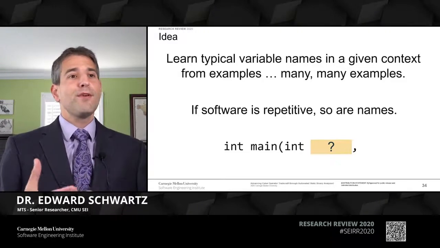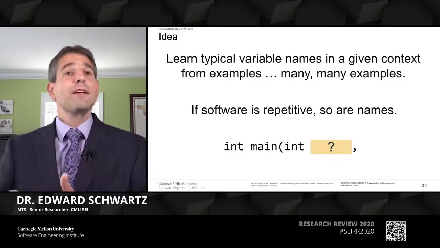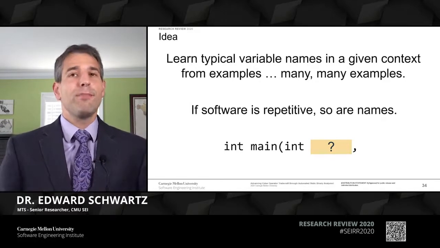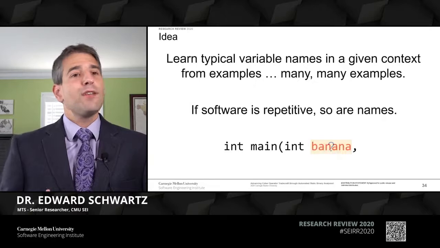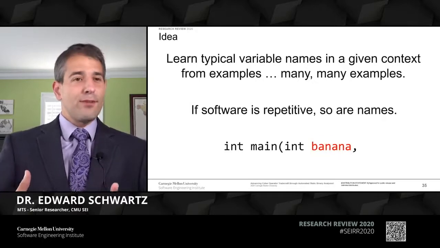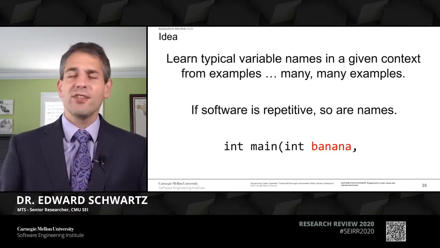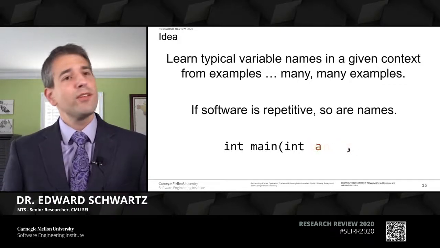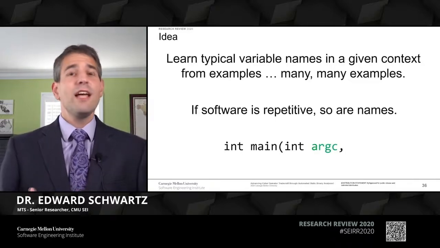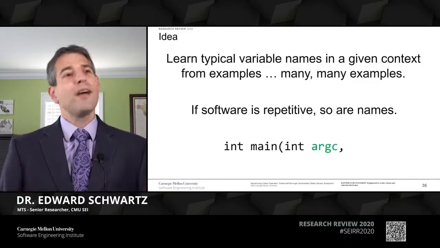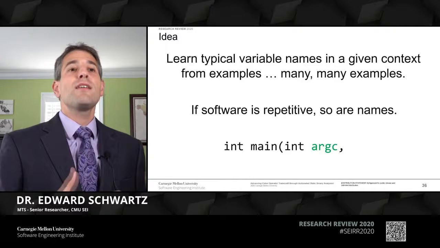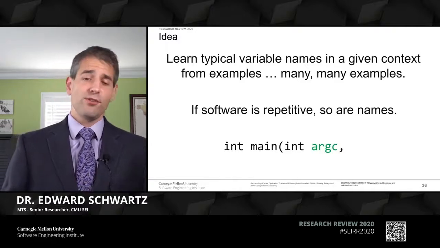Here's a snippet of code: int main, int, and then a blank. I want you to think to yourself, what code is likely to go under the blank? If I were to tell you that banana goes under the blank, I'm willing to bet most of you will say, no, that doesn't seem quite right. But if, on the other hand, I were to tell you that under the blank is argc, you'd say, oh yeah, I've seen that many, many times, that must be right. That's what we mean when we talk about predicting a variable name based on the context of the code in which that variable is used.